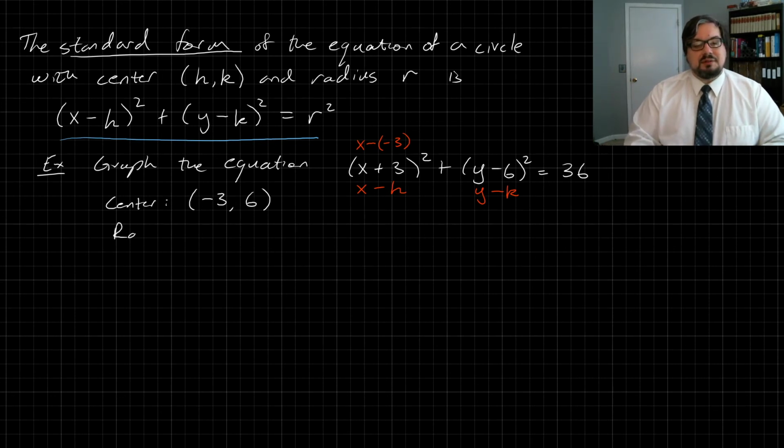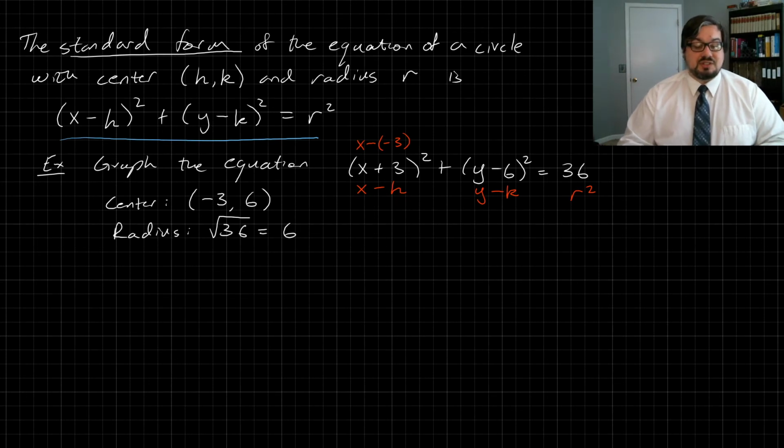The radius of this circle is going to be the square root of the number on the other side, because this 36 is supposed to be r squared. It's supposed to be the square of the radius, which means that the actual radius of the circle will be the square root of 36, which is just 6. So we're looking at a circle with a center at the point negative 3, comma 6, and with a radius of 6. Let's see how we graph that out.